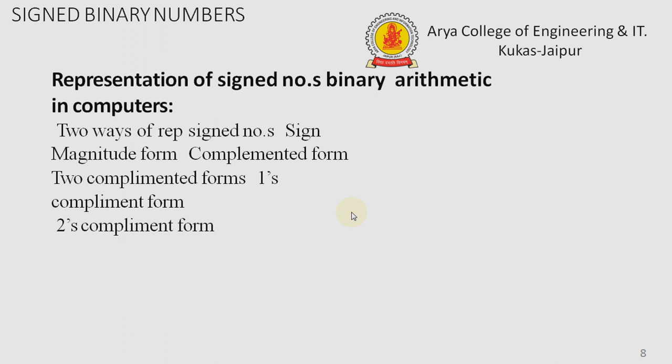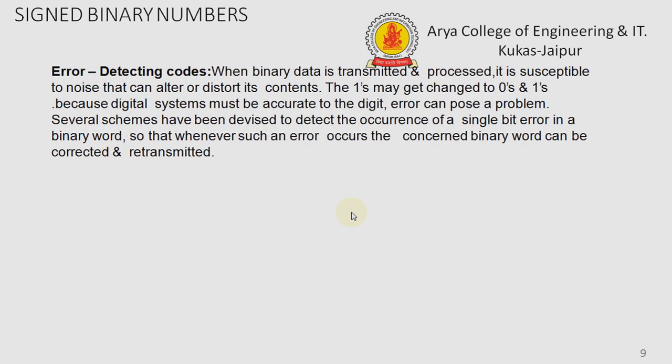A signed number means the number is positive or negative. There are two ways to represent signed numbers: sign magnitude form, and complemented form, which includes 1's complement form and 2's complement form. For these signed binary numbers, there should be error detecting codes.